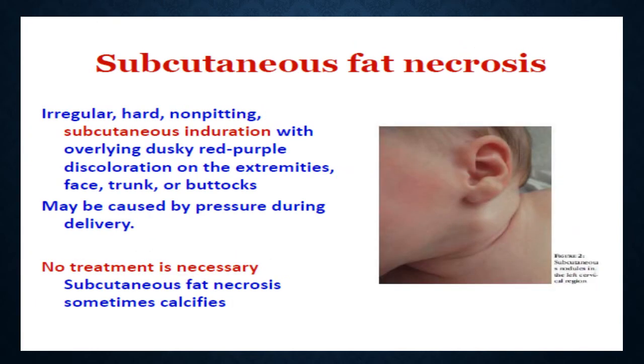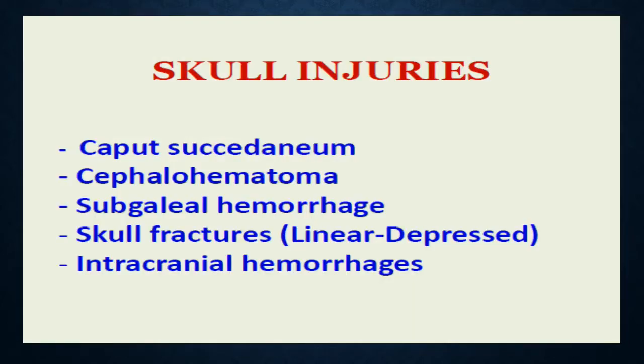What about the term subcutaneous fat necrosis? It's an irregular, hard, non-pitting subcutaneous induration with overlying dusky red or purple discoloration on the extremities, face, trunk, or buttocks, may be caused by pressure during delivery. No treatment is necessary. Subcutaneous fat necrosis sometimes calcifies and leads to a hard mass at the site of pressure, the undue pressure given during delivery.